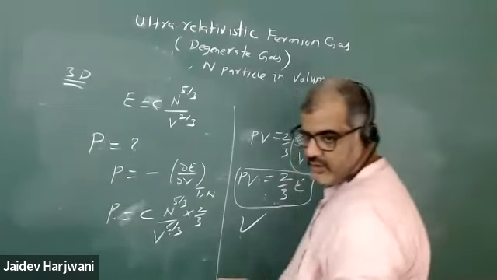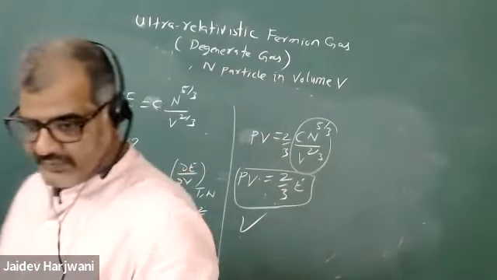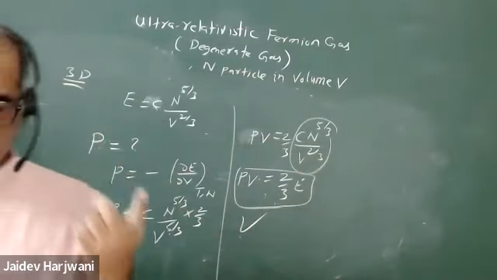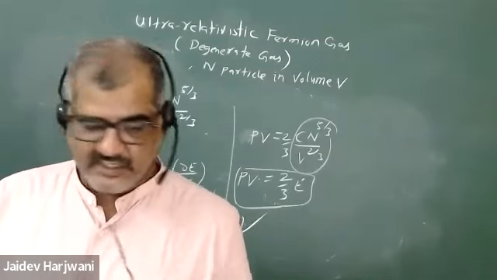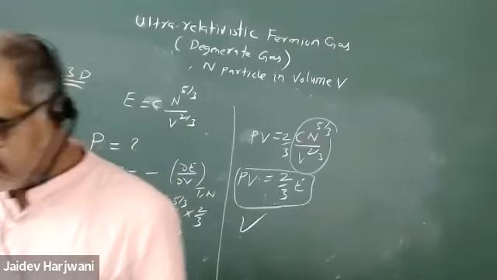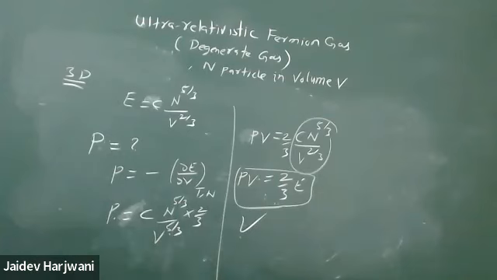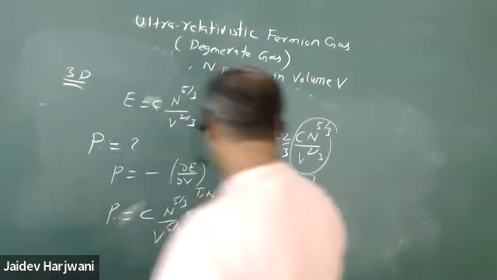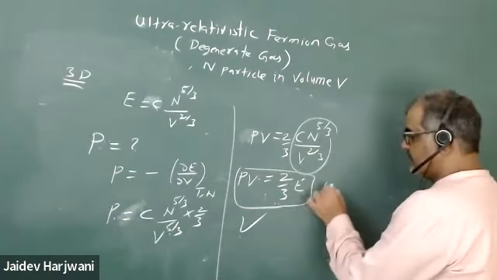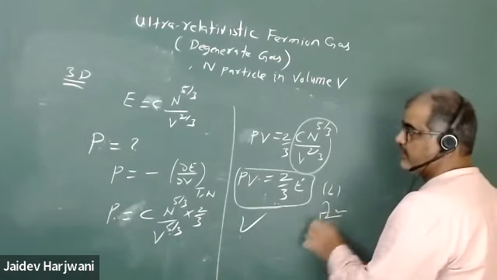This you already know, for any non-relativistic gas, PV is always equal to 2 by 3 E in 3 dimensions. So this option is given as option B. This is the correct answer, option B.